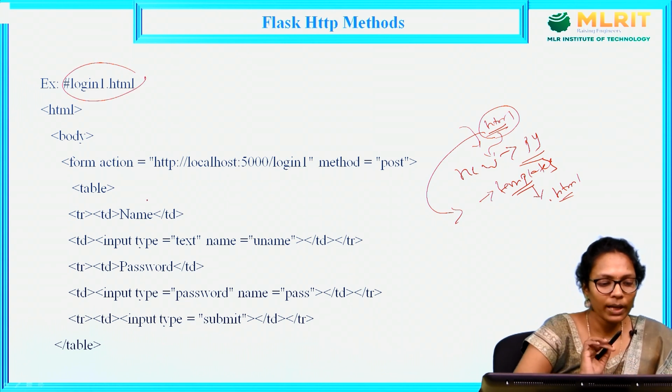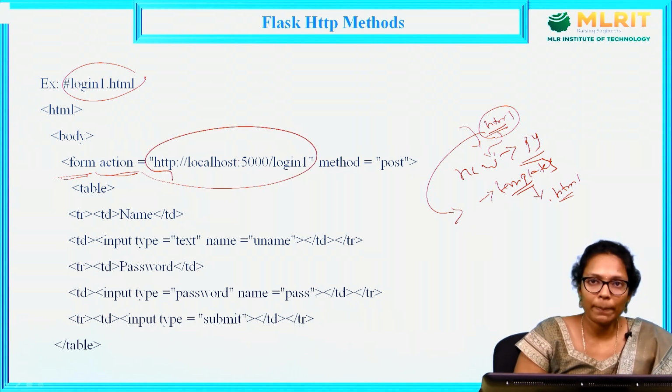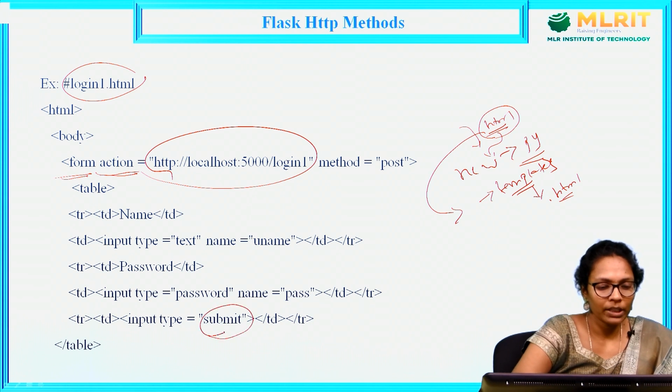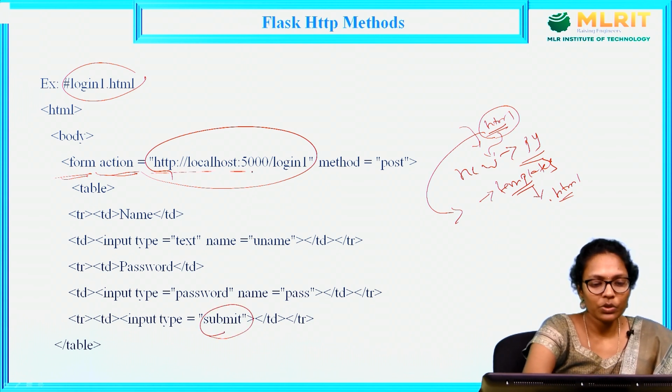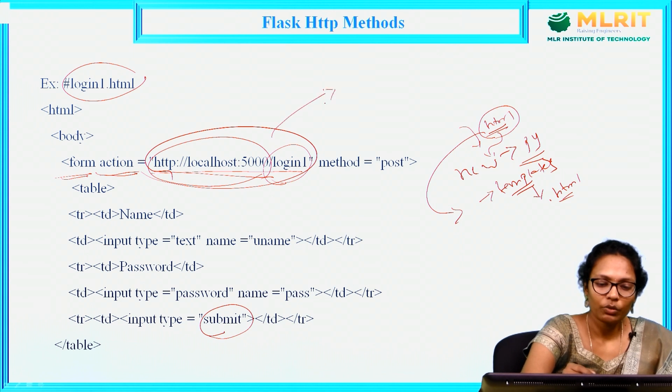So here I am writing a form. Form action: this action will be executed whenever I click on the submit button of this form. Whenever you click on the submit button, it will go to this URL. What is this URL? This is the localhost followed by port number and the URL is /login1. With this URL, some view function will be there inside the Python program.